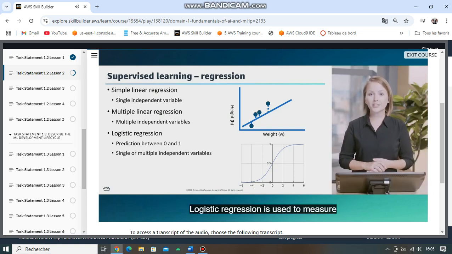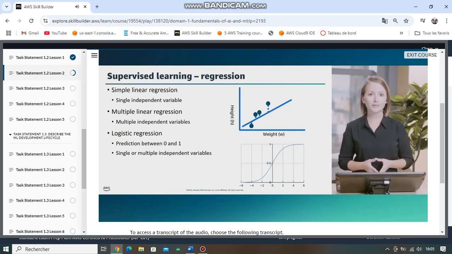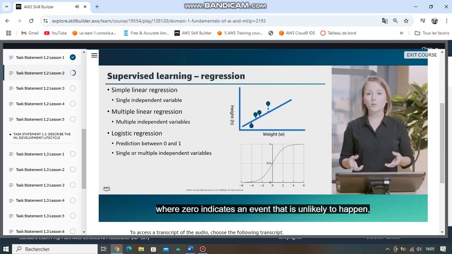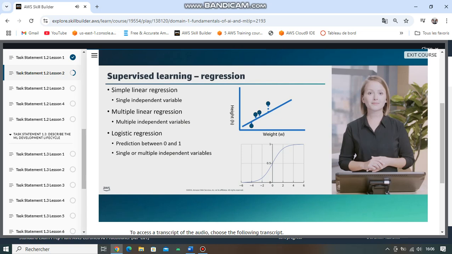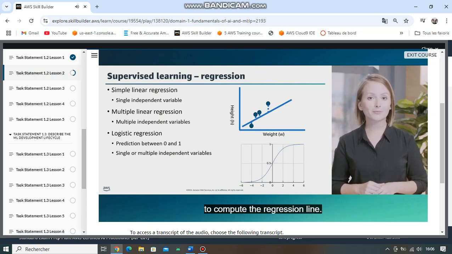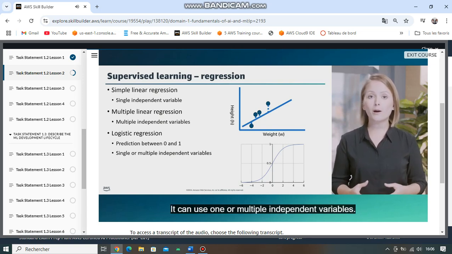Logistic regression is used to measure the probability of an event occurring. The prediction is a value between 0 and 1, where 0 indicates an event that is unlikely to happen, and 1 indicates a maximum likelihood that it will happen. Logistic equations use logarithmic functions to compute the regression line. It can use one or multiple independent variables.